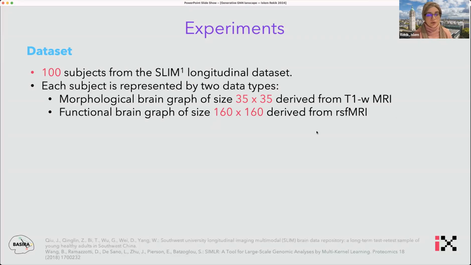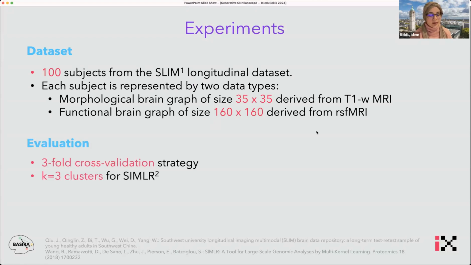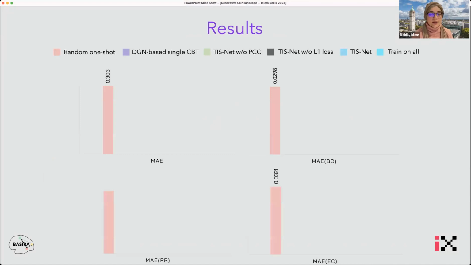So we use a similar dataset, the SLIM dataset, with threefold cross-validation. We use similar for clustering. And here are the results.